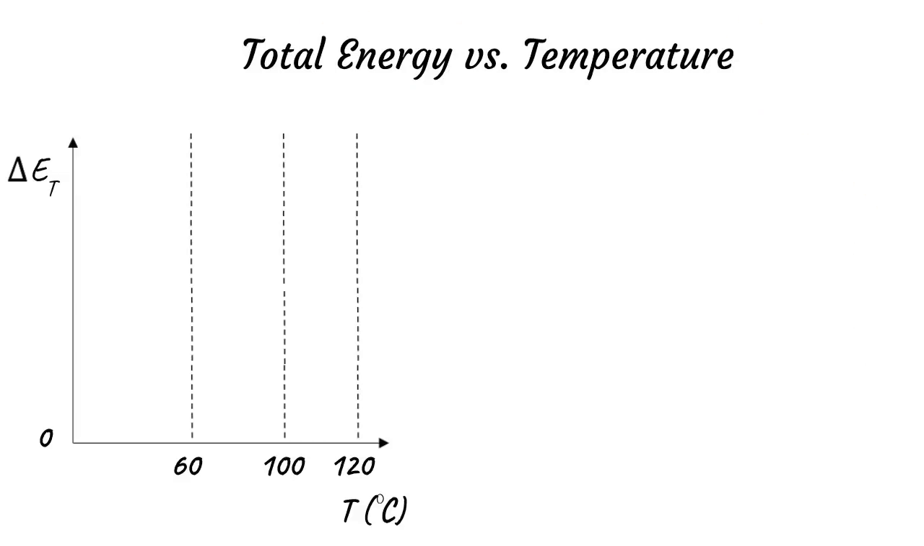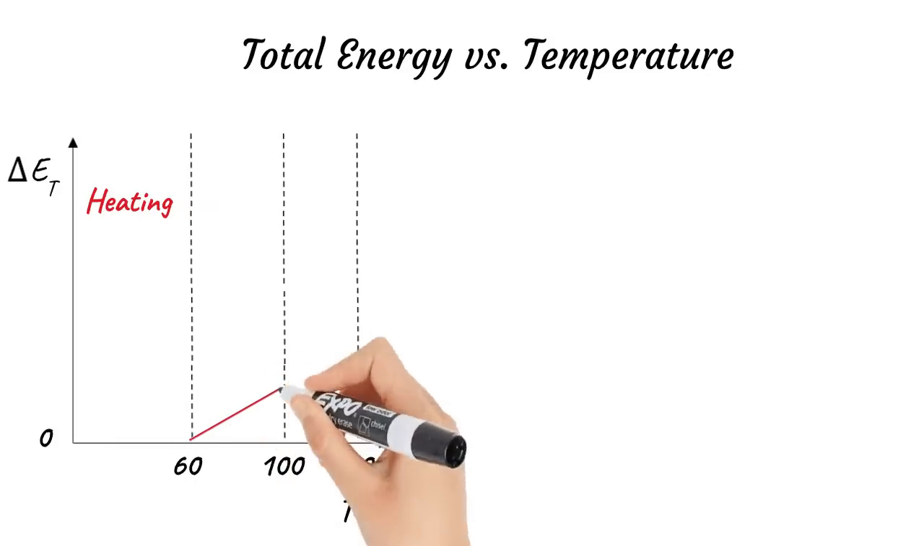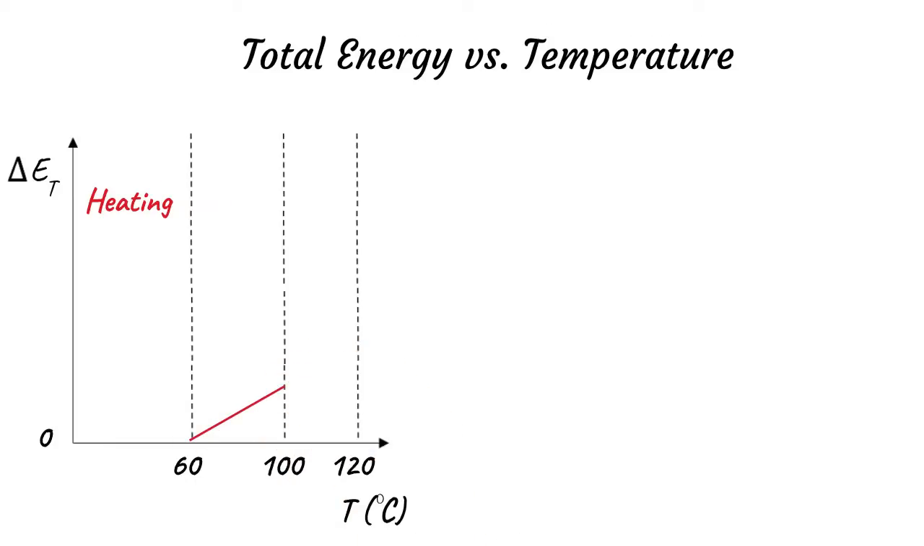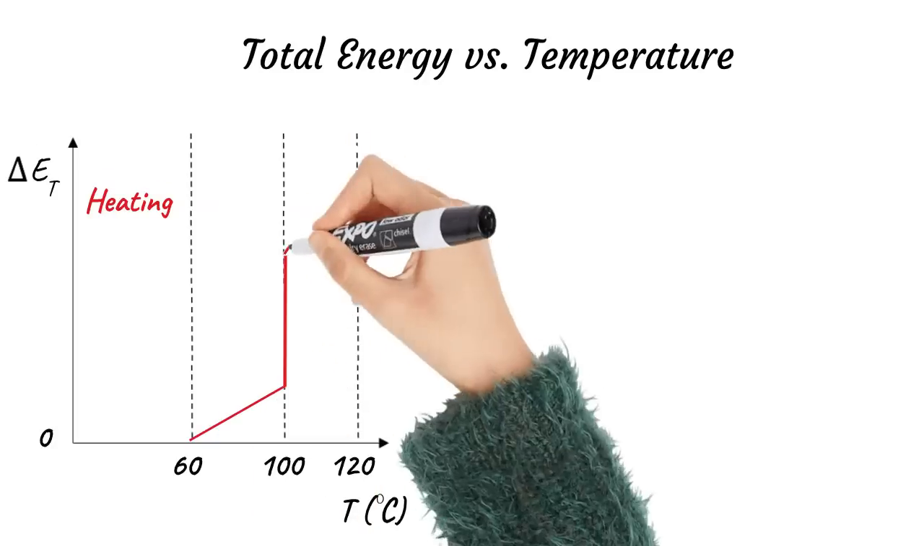Similarly, we can draw the change in total energy versus temperature graphs for heating and cooling. At the beginning, the change in total energy is zero. When heating, both kinetic and potential energies increase. Therefore, the total energy increases with the temperature. During the phase transition, the temperature remains constant, in other words, the change in kinetic energy is zero, while potential energy increases. Once all the liquid is vaporized, the total energy will increase with the temperature as both kinetic and potential energies increase.